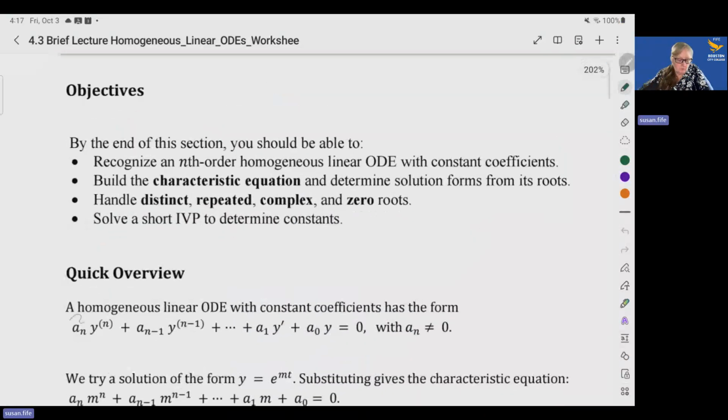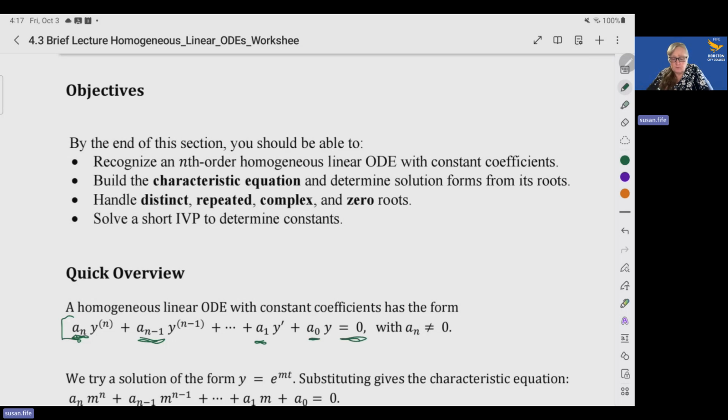So in section 4.3, here we're actually solving higher order ODEs with constant coefficients. Our equations are going to look like this, where we have constants a sub 1, a sub m minus 1, a sub n was the first one, and so forth. These will be homogeneous equations.